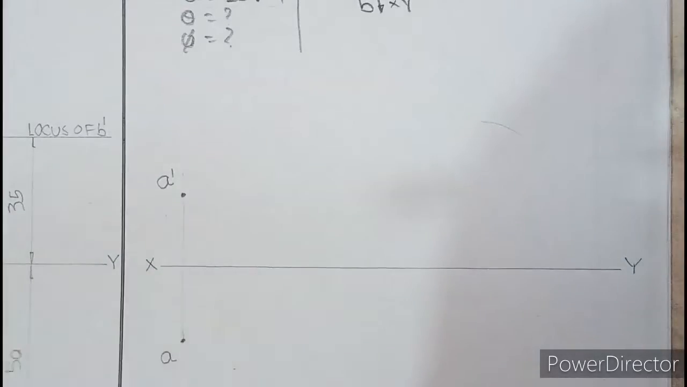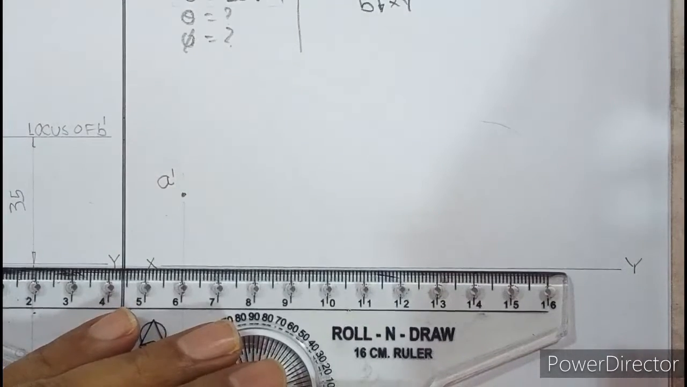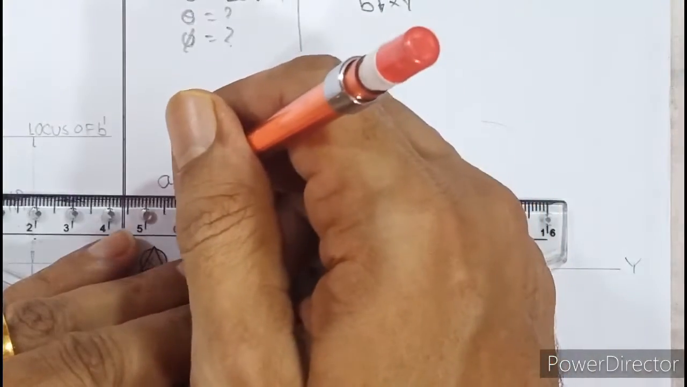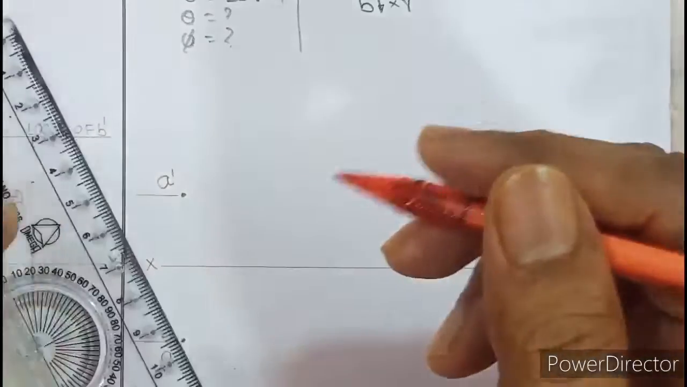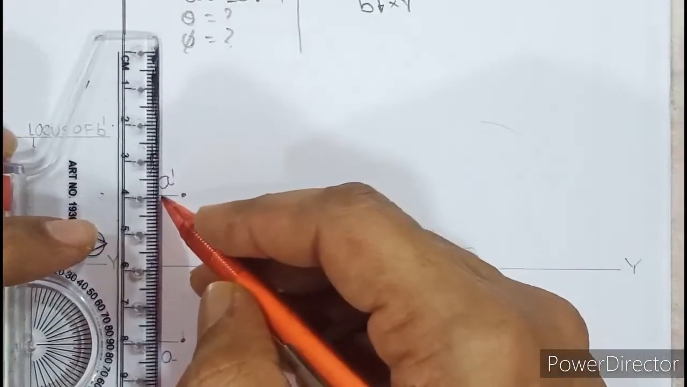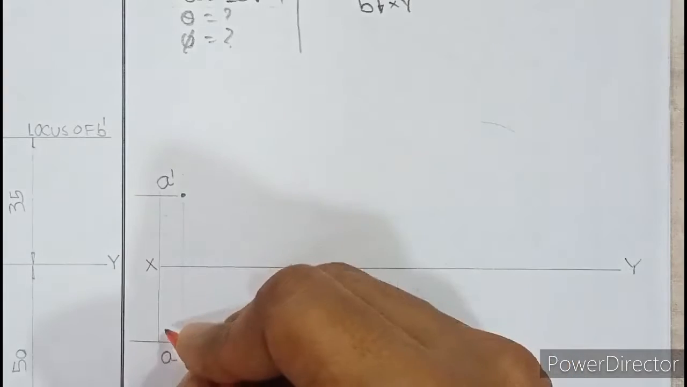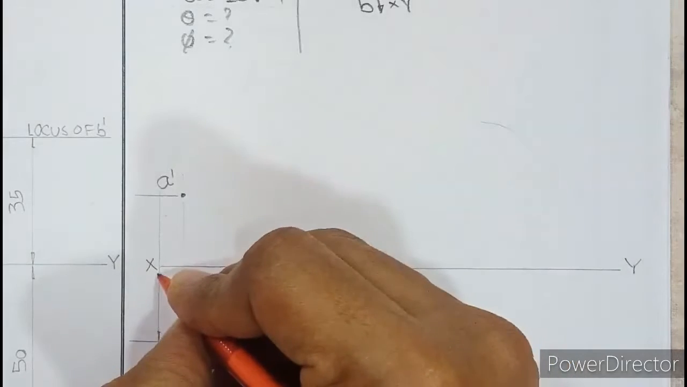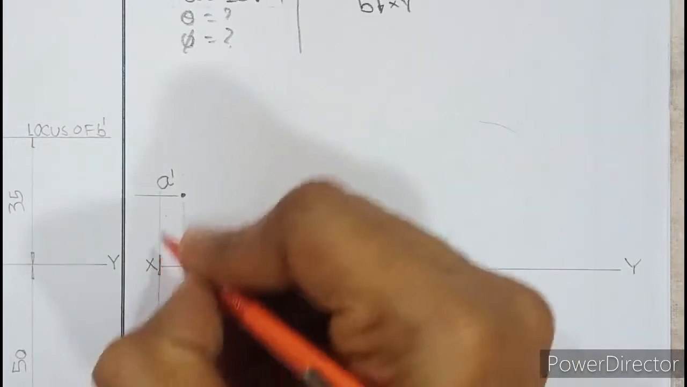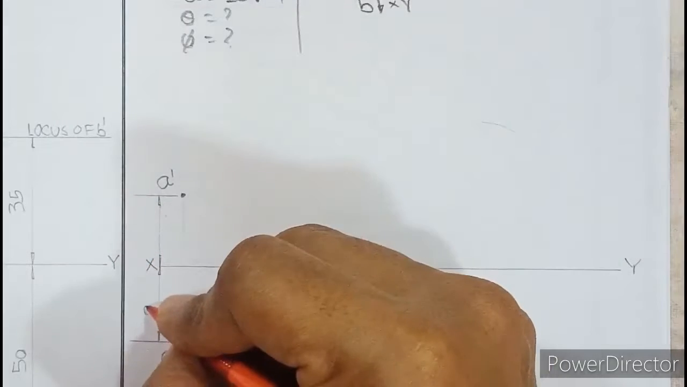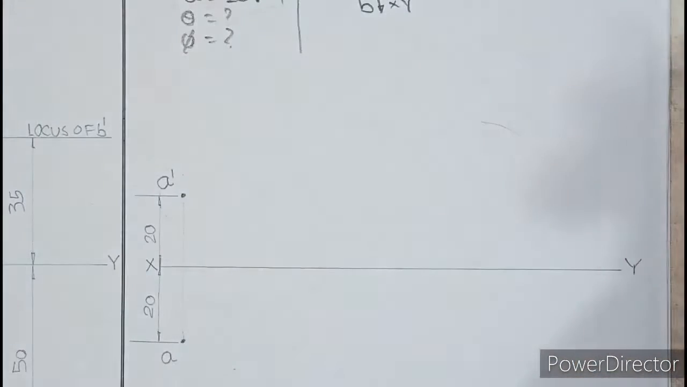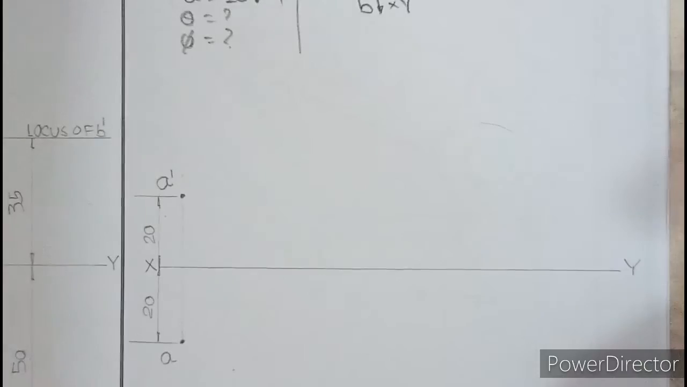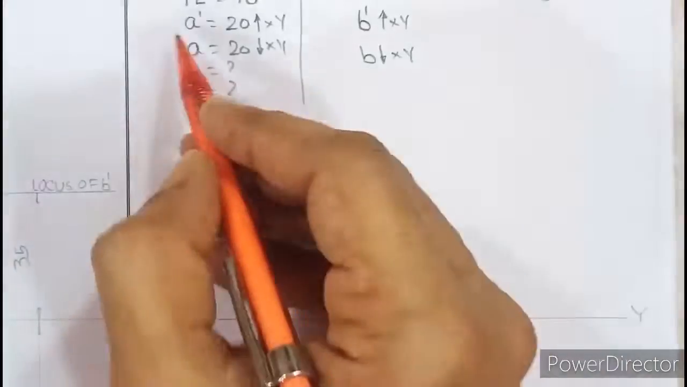Don't forget to show dimensions. We need to show dimensions now. So from A dash on this XY, draw a medium dark extension line. From A also draw a medium dark extension line. From here, draw the dimension line. Show neat arrowheads, and write 20 on each side. Correct? So we have marked the position data, that is A dash and A. Both these data are ready.